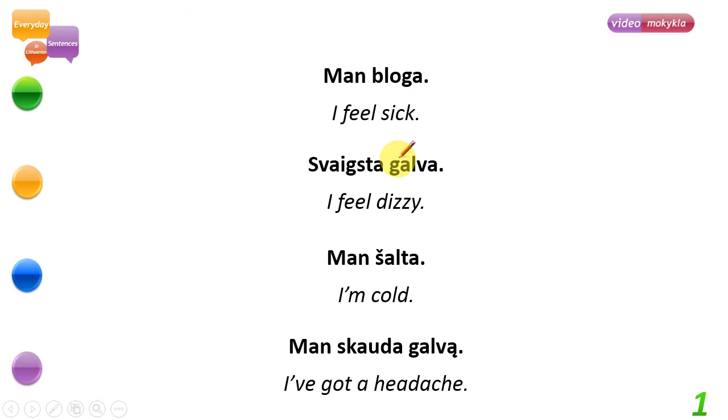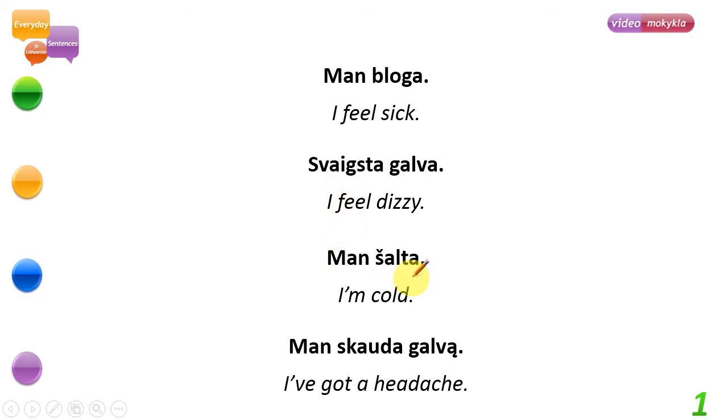Or if you want to say my head is spinning, there's this phrase in Lithuanian. Man sukasi galva. Suktis means to spin around or to go around. And sukasi is spinning. You know, it's a reflexive verb. Man sukasi galva. You can say my head is spinning. Or you can say man svaigsta galva. My head feels dizzy.